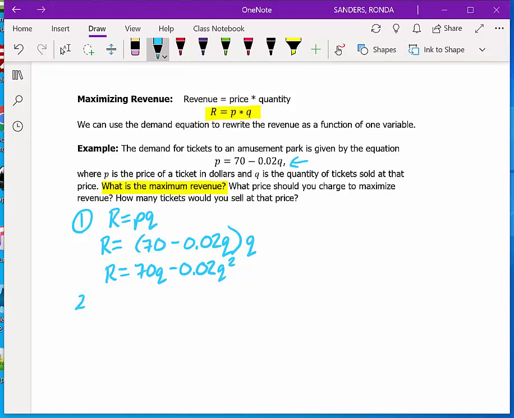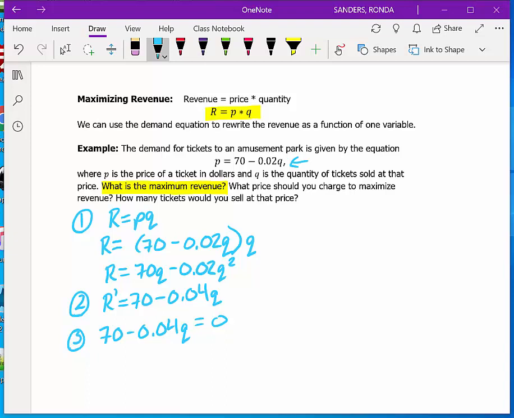Step 2 is to take the derivative. We find R prime is equal to 70 minus 0.04 times Q. Step 3 is to find our critical points. So we want to know where the derivative 70 minus 0.04Q is equal to 0.